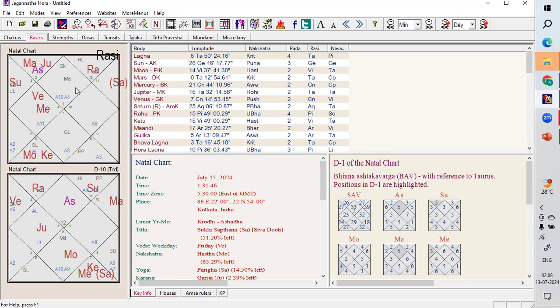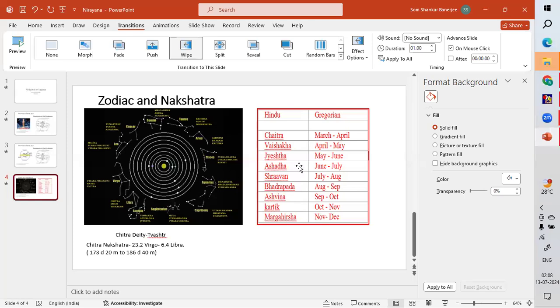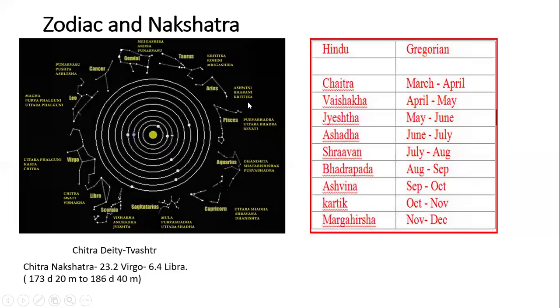And the Kalpurush, because of putting the Nirayana system, this is Aries. So if I put the Nirayana system, I don't shift my view from this particular 180 degree, and the nakshatra will tally with the Rashi. So Aries will always be Ashwini, Bharani, and Krittika.